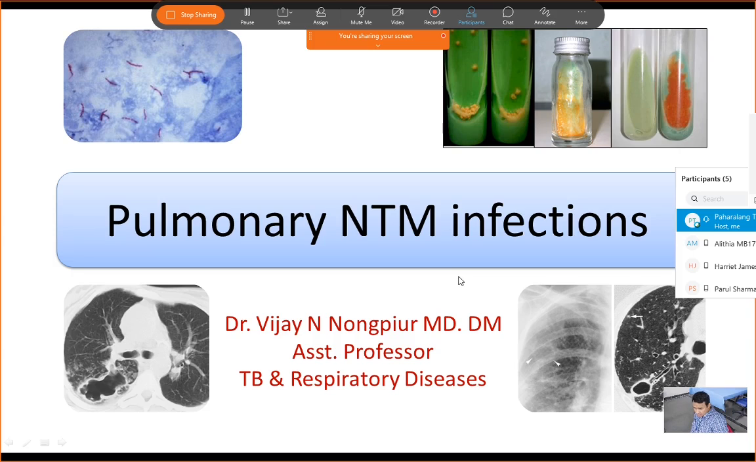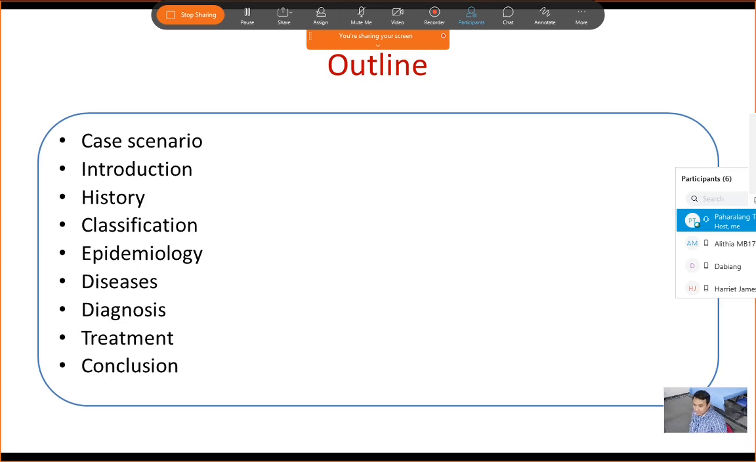You may get NTM infections as a short question, may even come. If you're unlucky, it may come as a long question in your exams. Okay, so today's class outline: basically I will describe an actual case scenario, which we had treated back in AIIMS when I was doing my DM. Then we'll go into the introduction, the history, classification of NTM disorders, the epidemiology of non-tubercular mycobacteria, the different diseases and their presentations, how you approach the diagnosis and the treatment.